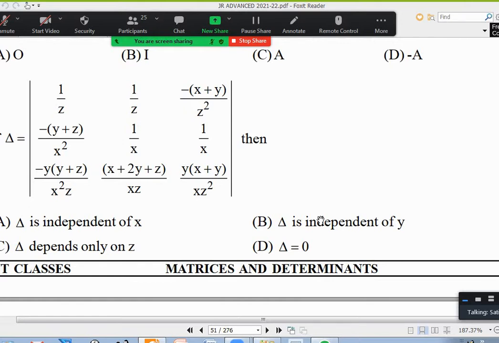I want to simplify the determinant. Anyone want to give some idea how we can do that? We can take 1 by z common in the first row, 1 by x common from the second row, and 1 by xz common from the third row. 1 by z square, 1 by x square, yes.